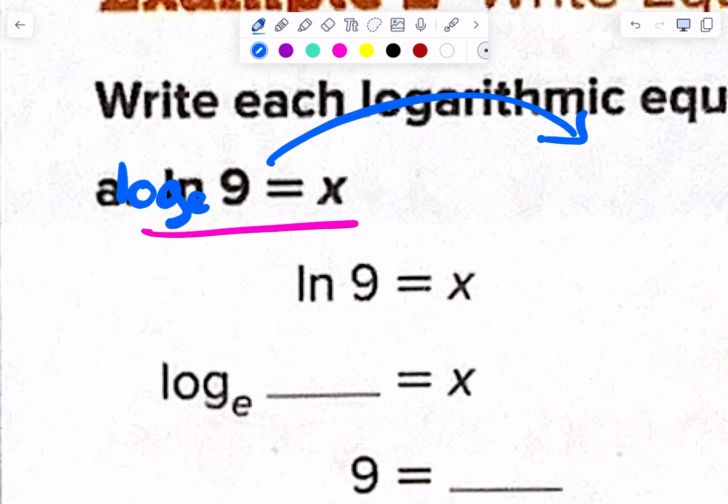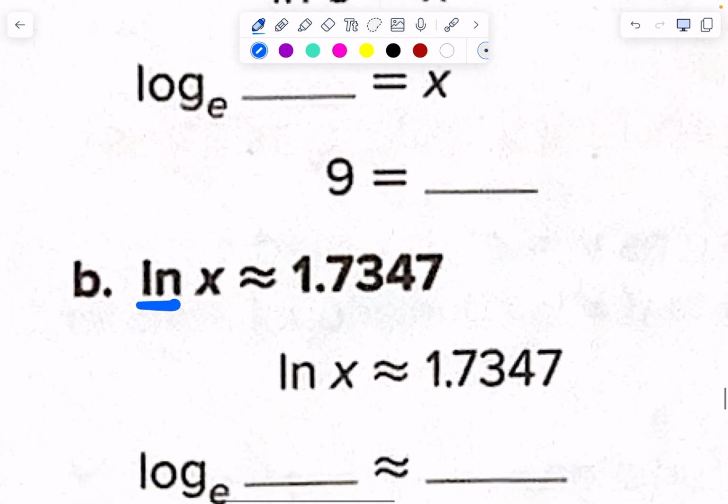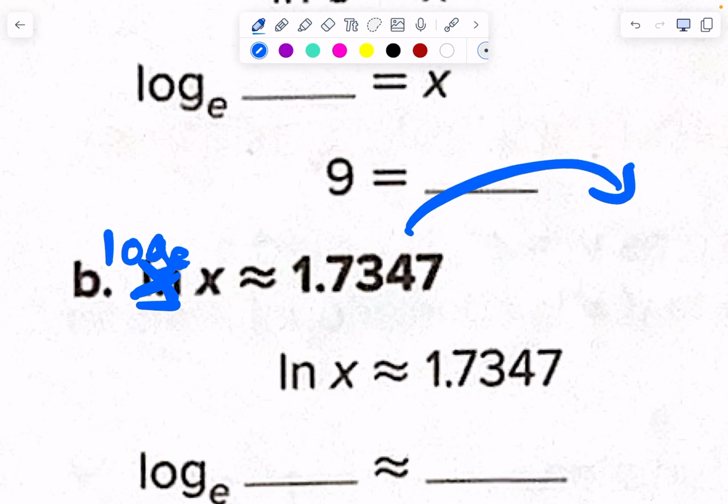Now I can go to exponential land. In exponential land, what's my base? E to the x equals 9. Before you switch, change that ln to log base E. Let's do the same thing for part B. ln is the same thing as log base E, and now we switch to exponential land. So what's the base?